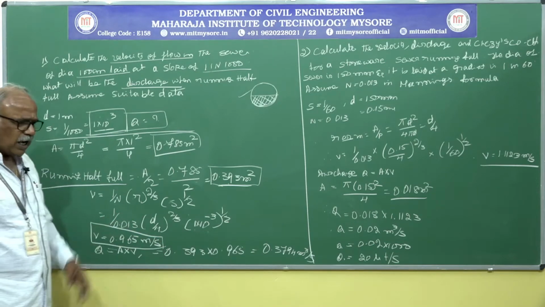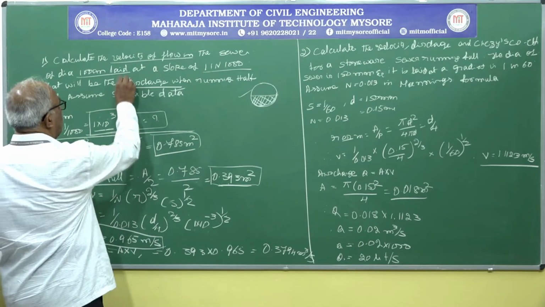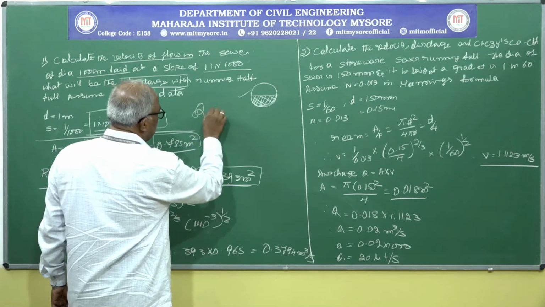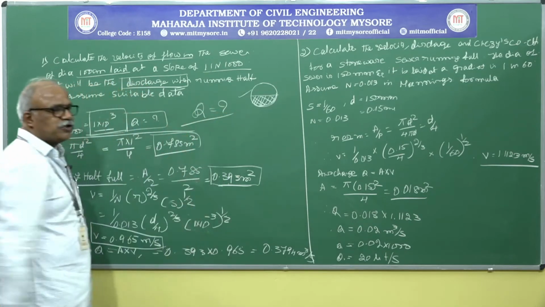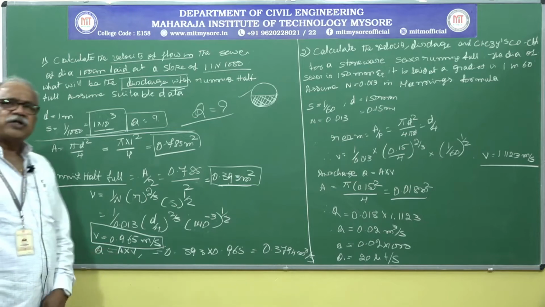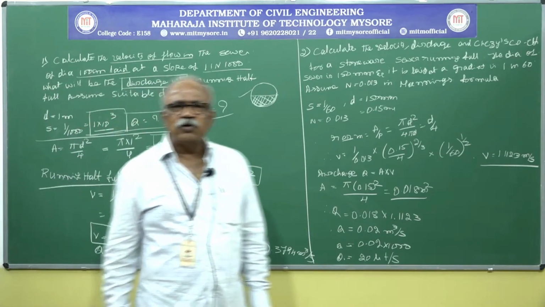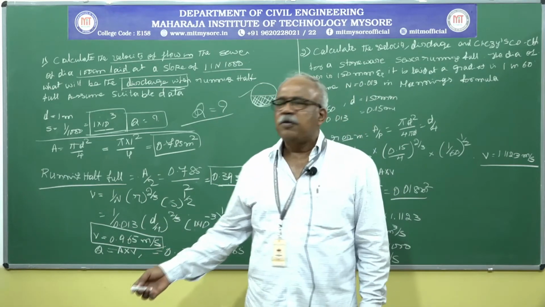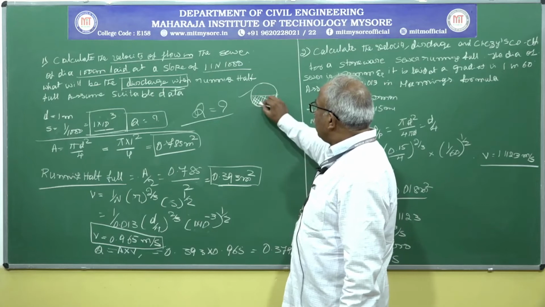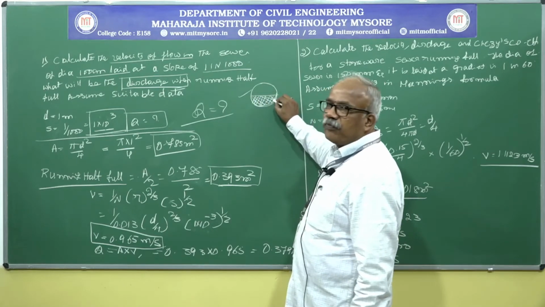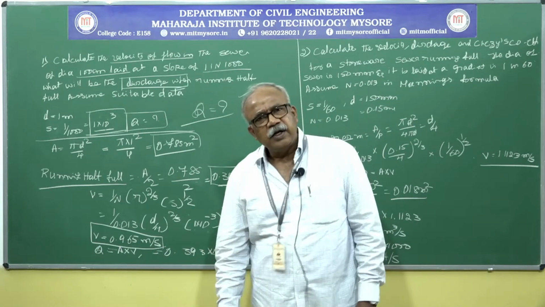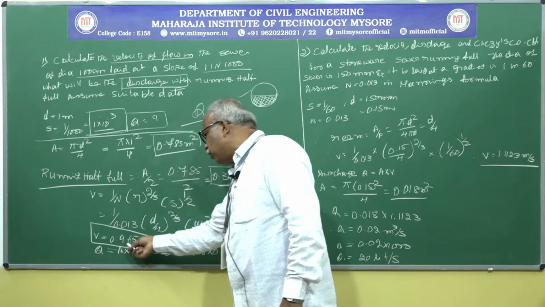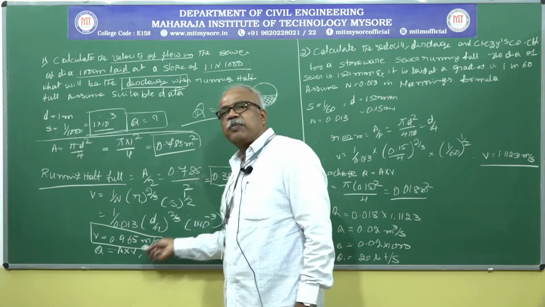Clear? After calculating the velocity, according to the problem, we have to calculate the discharge also. What do you mean by discharge? That is nothing but Q. Q is equal to how much? We know the equation to calculate the discharge. Q is equal to area into velocity. We already calculated the area because according to the problem, the flow is half full. Half full. Okay. And velocity also we already calculated, V is equal to 0.965 meter per second.